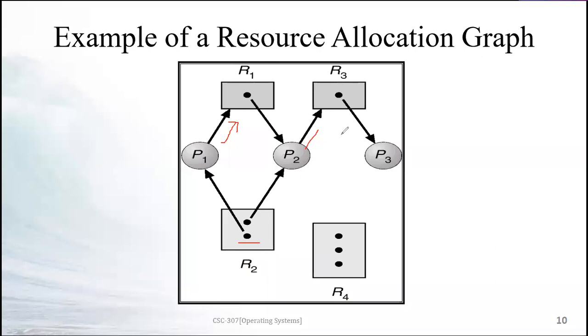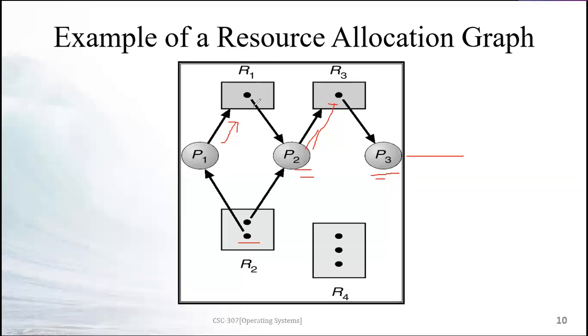So if P2 wants to get R3, what it needs to do, the P3 needs to be finished. That means, let's assume P3 is a process that needs to be finished. So when P3 is finished, it will release R3, and when R3 is free, P2 will get R3 and it will start doing its work. And when P2 finishes its work, it will release R1, and then P1 will get R1. And when it gets R1, it can finish its work.